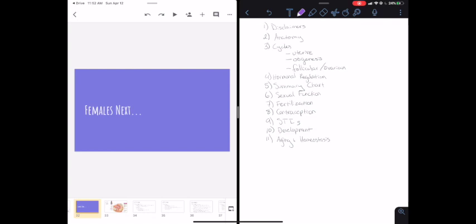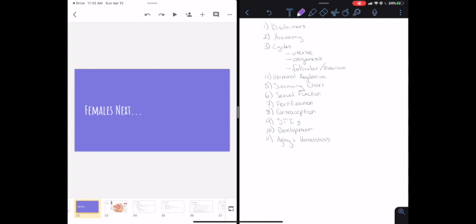So we'll start with a couple disclaimers, then we'll move into the anatomy of the female repro tract, then the cycles, the 3 different cycles, hormonal regulation, then a summary chart to put it all together. Hopefully that'll be helpful. Then we'll go into sexual function, fertilization, contraception, STIs, development, aging, and homeostasis for both males and females. So why do I start with disclaimers?